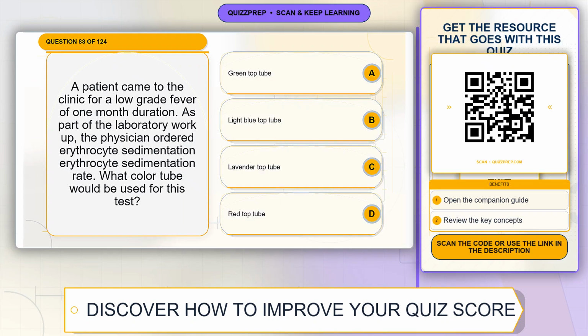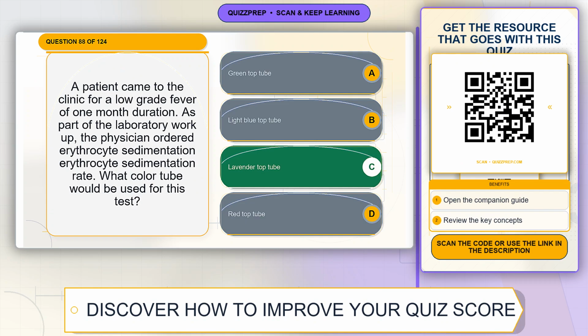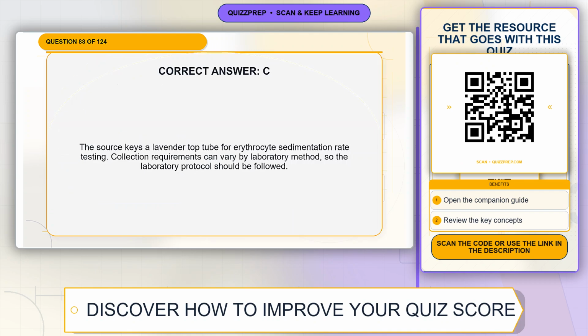Question 88. A patient came to the clinic for a low-grade fever of 1 month duration. As part of the laboratory workup, the physician ordered erythrocyte sedimentation rate. What color tube would be used for this test? Option A, green top tube. Option B, light blue top tube. Option C, lavender top tube. Option D, red top tube. The correct answer is option C, lavender top tube. Explanation. The source keys a lavender top tube for erythrocyte sedimentation rate testing. Collection requirements can vary by laboratory method, so the laboratory protocol should be followed.